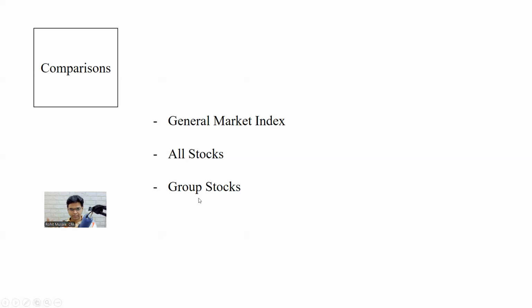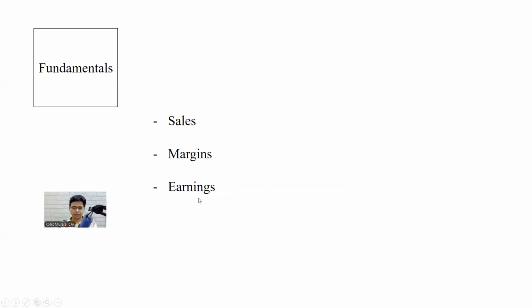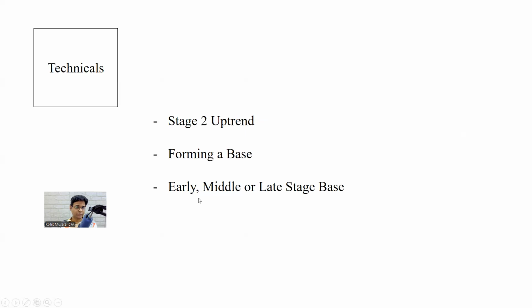And I think MarketSmith is a good platform to do all this comparative analysis before even we look at the chart. Okay. Once I'm done with comparisons, I move to the next step, which is technicals. Now, in technicals, there are three questions we need to ask. Number one, is the stock in a stage two uptrend, which means is the price above the 50-day moving average? Is the 50-day moving average above the 150-day moving average? And is the 150-day moving average above the 200-day simple moving average?